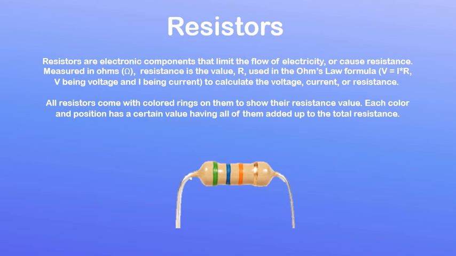Resistors. Resistors are electronic components that limit the flow of electricity or cause resistance. Measured in ohms, resistance is the value R used in the Ohm's law formula, V equals IR, V being voltage and I being current, to calculate the voltage, current, and resistance. All resistors come with colored rings on them to show the resistance value. Each color and position has a certain value, all of them added up to give the total resistance.